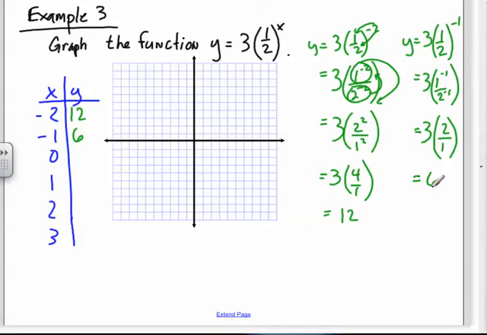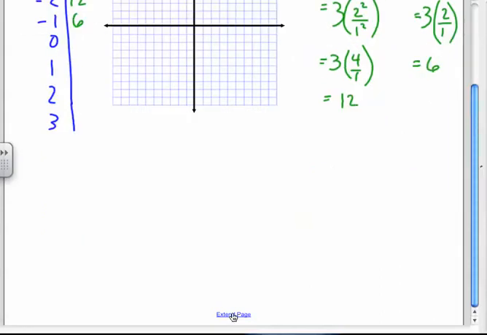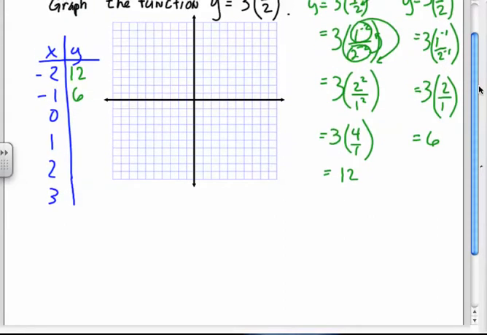Now, I'm running out of room here. Let's see, I can extend the page a bit. Let's take the same equation and plug in 0. I'll do it below. y equals 3 times (1/2) to the 0. Well, (1/2) to the 0 is just 1, and that gives me 3.